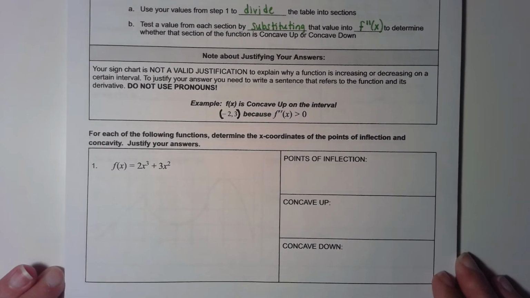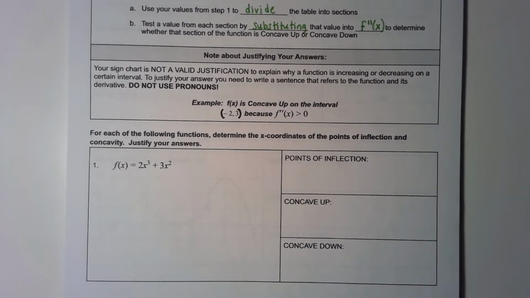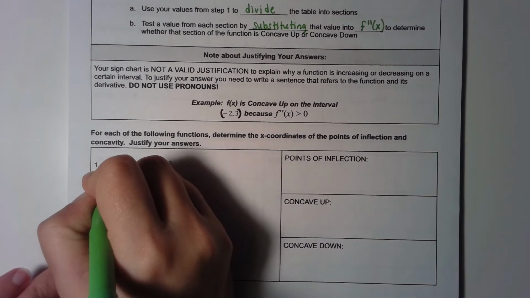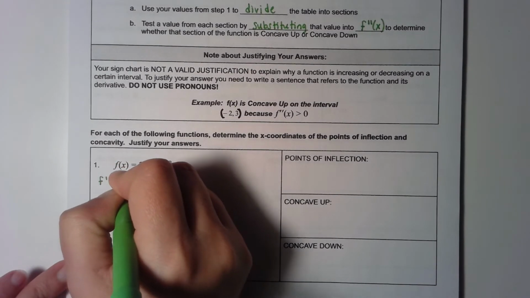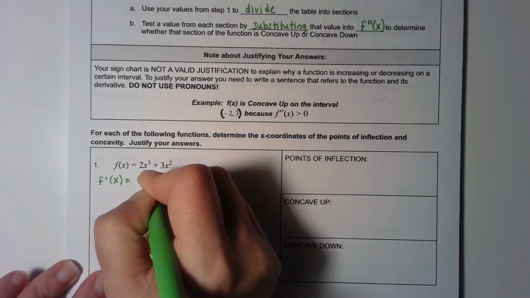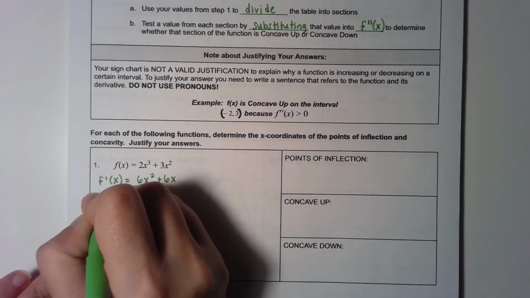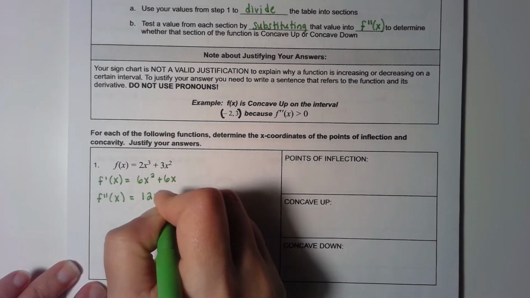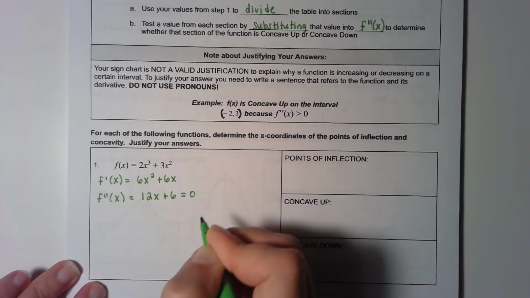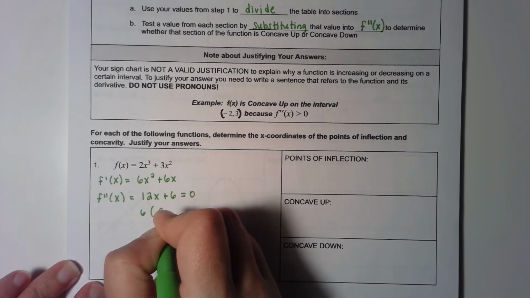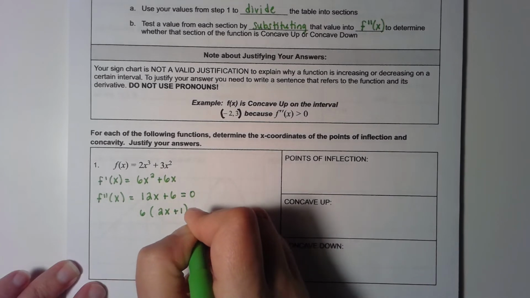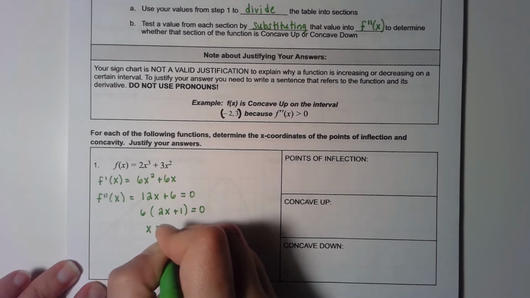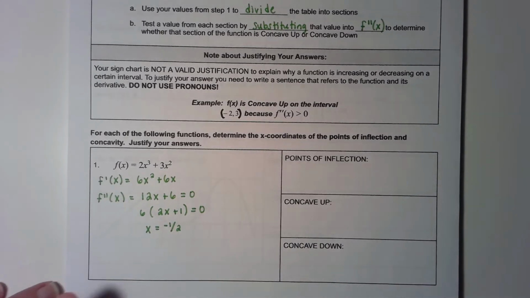Okay. Let's take a look at an example. So we're going to find the x-coordinates of the points of inflection and determine intervals where the function is concave up and concave down by using the second derivative. Step number 1 is to actually find the second derivative. So I'm going to start by finding the first derivative, which in this case would be 6x squared plus 6x. And then I'm going to take the derivative again to get the second derivative, which in this case would be 12x plus 6. Now I'm going to set that equal to 0. So if I factor out a 6, I get 2x plus 1 equals 0, which means x would equal negative 1/2. Now I'm going to make a sign chart.